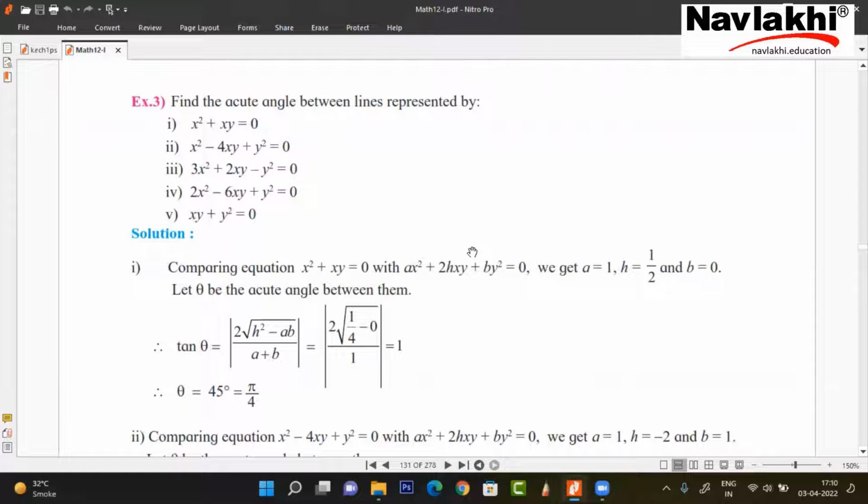And the third one is to find the acute angle theta between two lines whose joint equation is given. I'll tell you on the first one, all the rest are the same. Compare it with ax square plus 2hxy plus by square is 0. I get a as 1. 2h is equal to 1, so h is half. I'll get b as 0. I use the formula tan theta is mod 2 root h square minus ab upon a plus b.